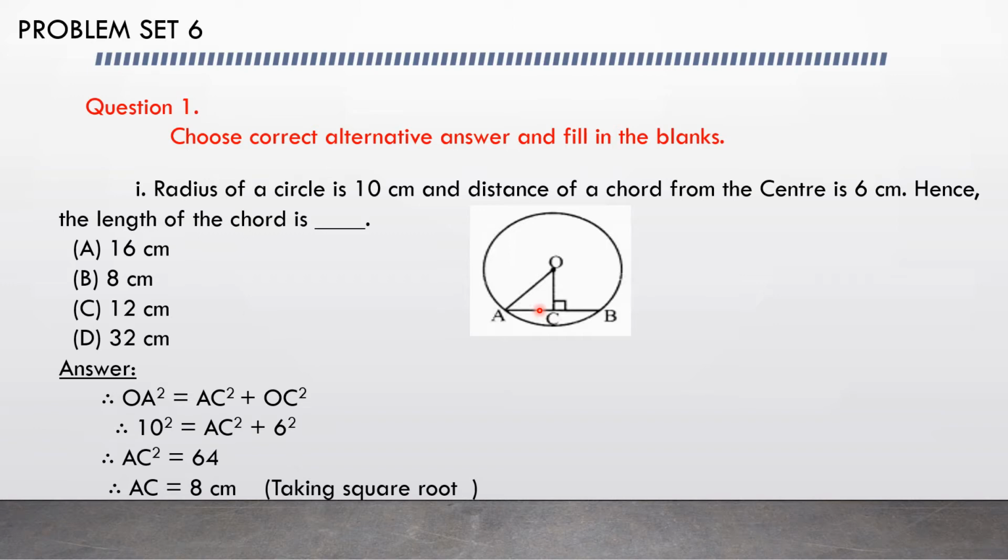Therefore, you have already learned the perpendicular drawn from the center of the circle on its chord bisects the chord. Therefore AC is equal to half of AB. Therefore AB is equal to 2 into AC, that is equal to 16 centimeter. Therefore option A is your answer, that is 16 centimeter.